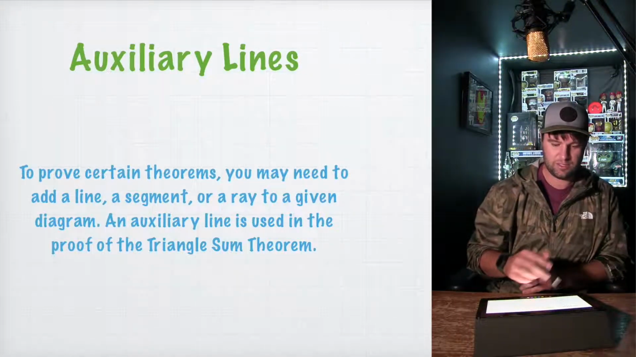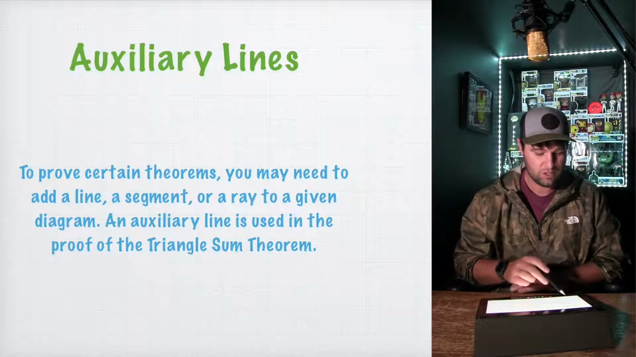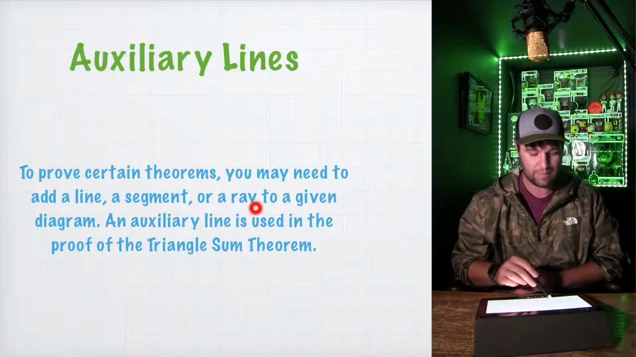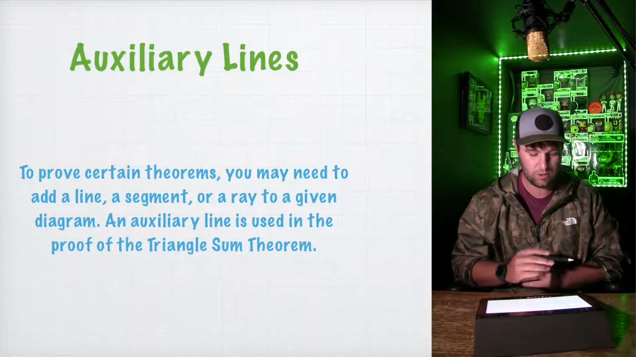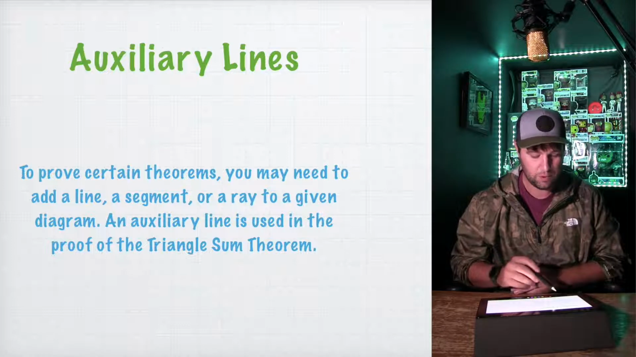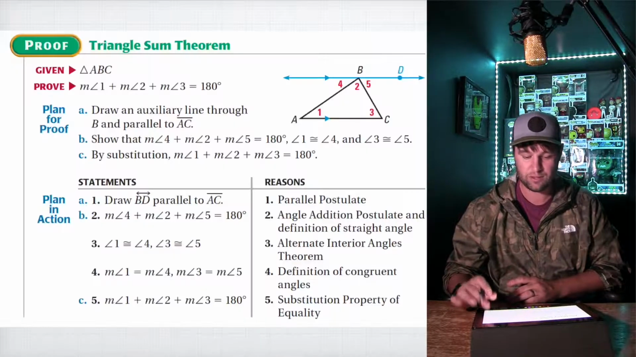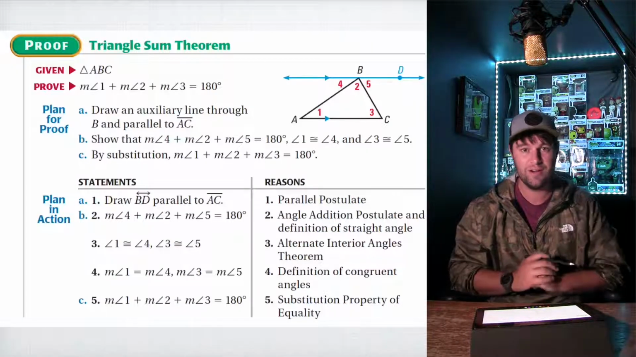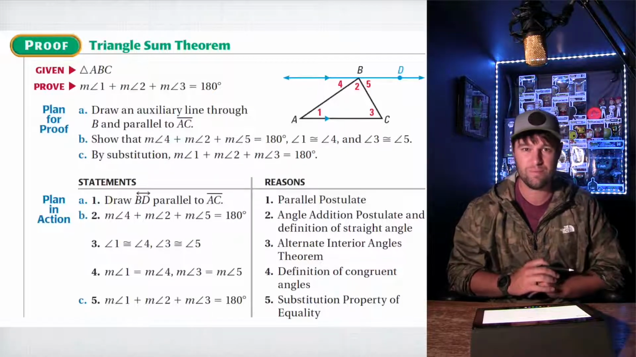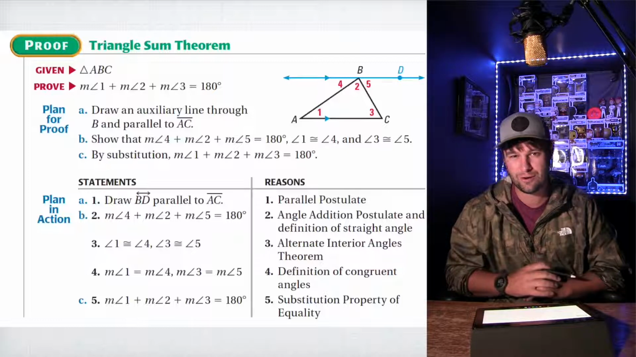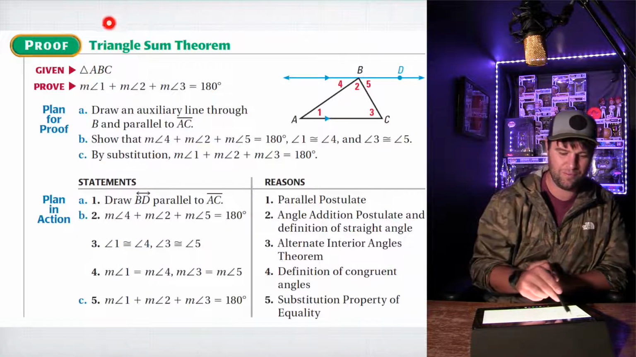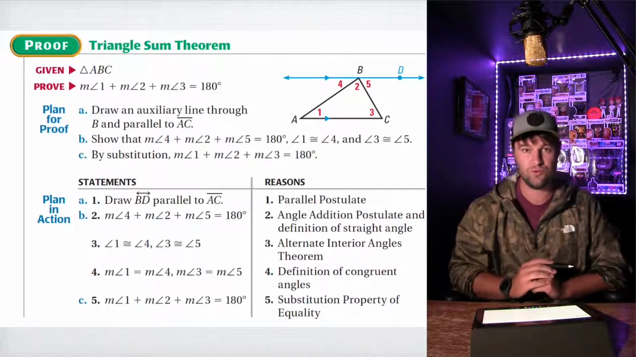Sometimes you have to draw auxiliary lines. To prove certain theorems, you may need to add a line, a segment, or a ray to a given diagram. An auxiliary line is used in the proof of the triangle sum theorem, and the triangle sum theorem I have right here. Feel free to pause the video and read through it. I'm not actually going to read through it with you, because my voice and your inner voice do the same thing. So this is the proof of why the triangle sum theorem is true.